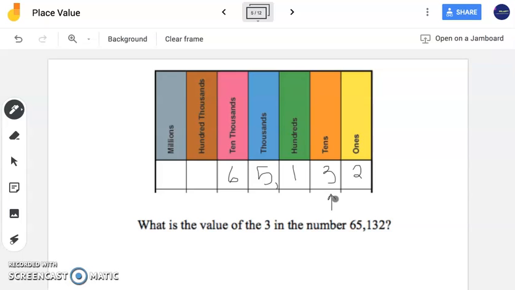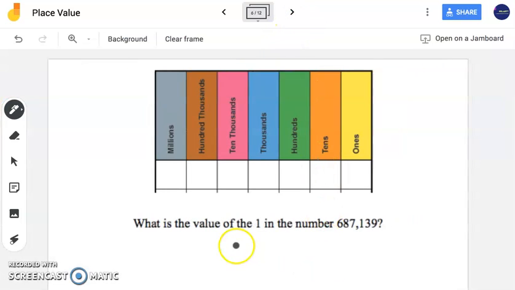If the digit was a 5, I would continue counting 40, 50. And I would say my value was 50. However, my digit here is a 3. Therefore, the value is 30. So we'll put 30 right here.